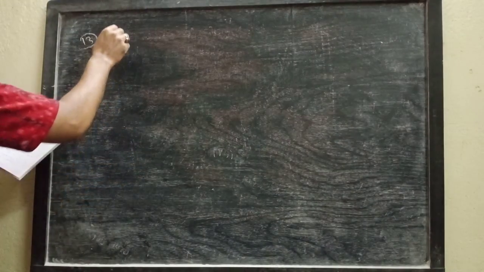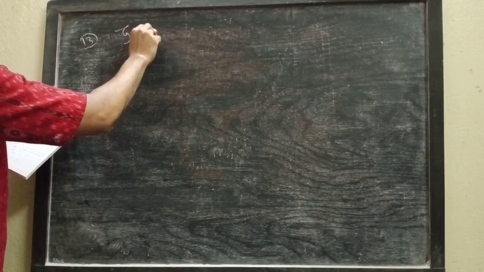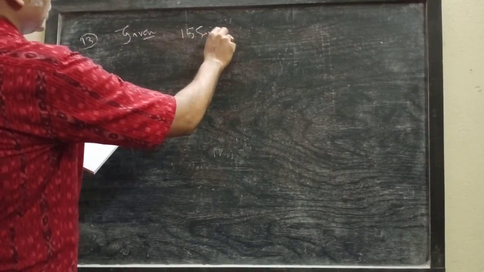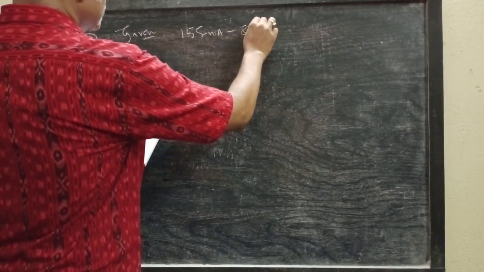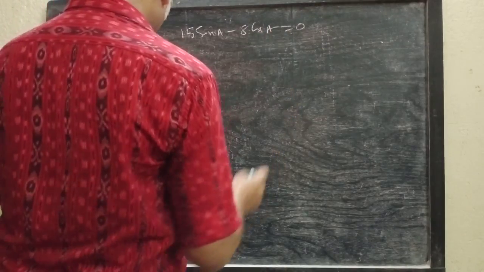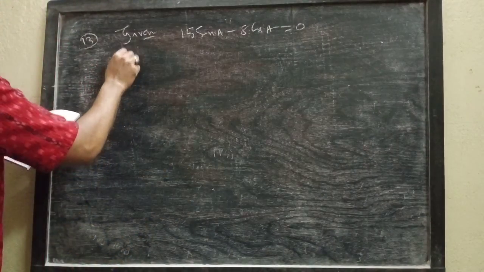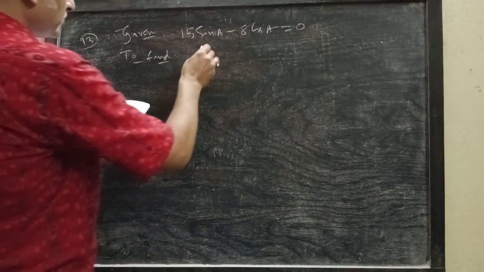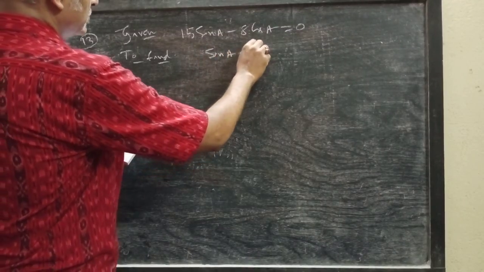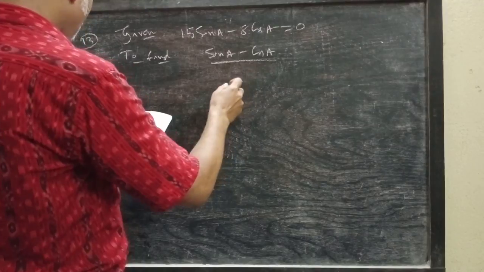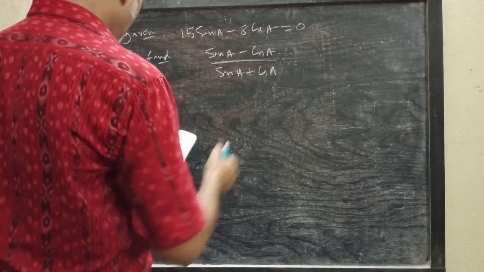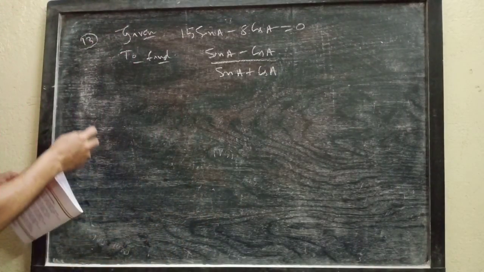Number 13. Given 15 sin A minus 8 cos A equals to 0. To find sin A minus cos A by sin A plus cos A. Solution.